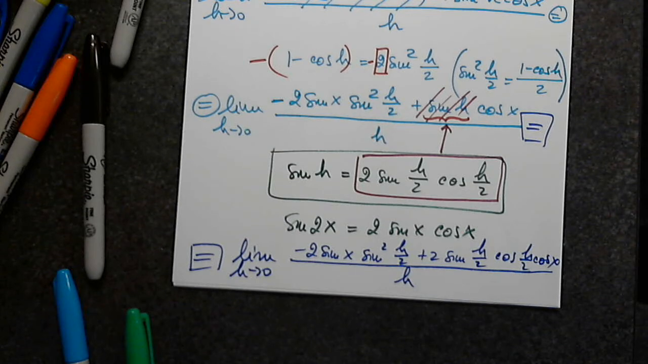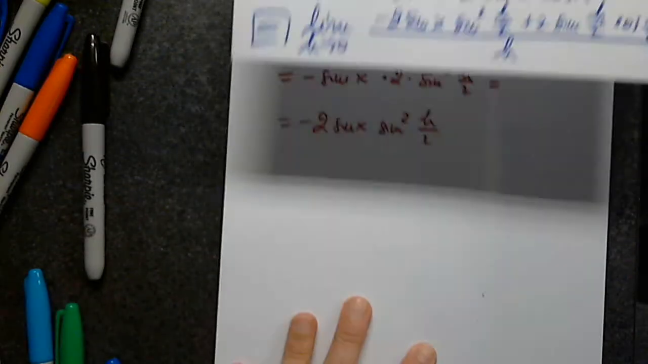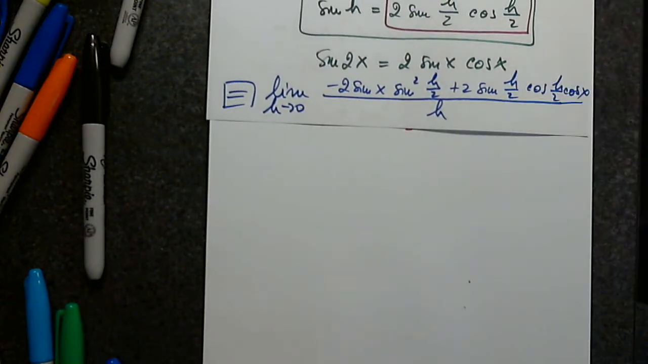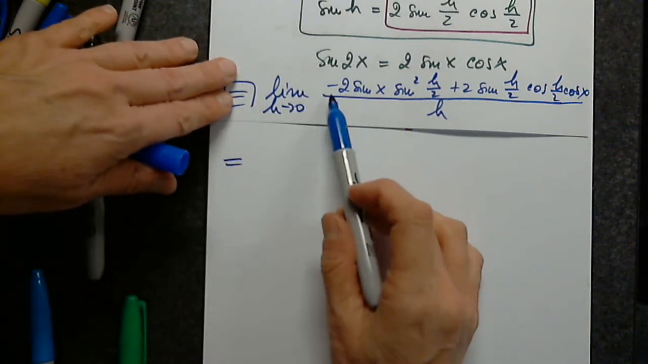And now you know what I'm going to do next. So I have a term here with negative 2 sine x sine squared h over 2. And I have a term here with 2 sine h over 2 cosine h over 2 cosine x. And I know you know what I'm going to do next. Are you going to factor some more out? What do you think? Yes. So I have a negative 2.